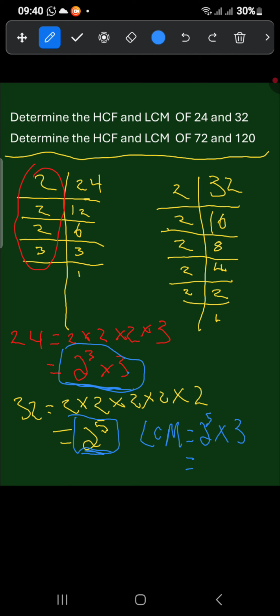So that will be 96. Right, so the highest common factor was 8. The lowest common multiple is 96 for this. So you try the second one. Let's go.